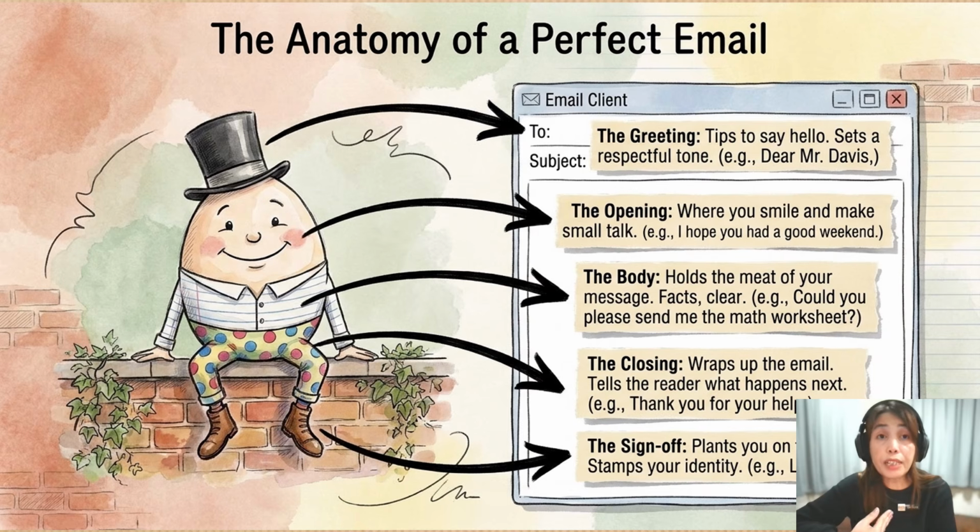The shirt represents the body, which carries the main message, facts, and explanation. The trousers represent the closing. They wrap up the message and tell the reader what happens next. For example, thank you for your help. Finally, the shoes represent the sign off. They complete the email with expressions such as best wishes or love, followed by the writer's name.